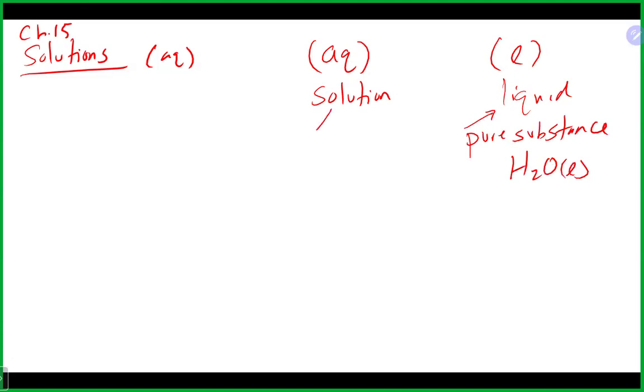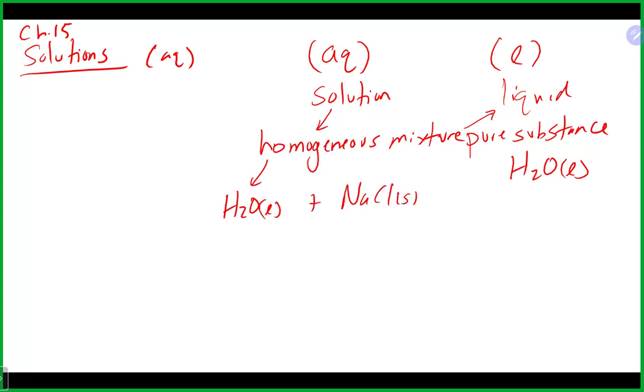Aqueous, which is typically a solution, is actually a mixture, as we talked about. And it is a homogeneous mixture, which just by the definition of a mixture means that there's at least two or more things coming together. So again, if you took water, which is a pure substance, and you added something like some solid sodium chloride, and you mix those together based on solubility rules, the sodium chloride will dissolve in the water, and you will get a sodium chloride solution that is aqueous in this case.